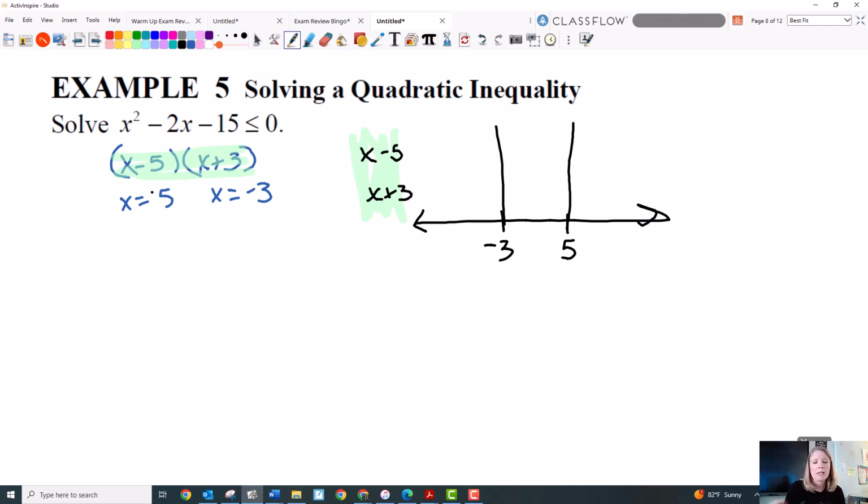And then they say you can test a point. I'll test a point on this one, and then the next one I'm going to show you a trick. Actually, I'm going to test a point on the x minus 5. So pick a number on this number line to the left of negative 3. How about negative 5? And then a number between negative 3 and 5, maybe 0. And then a number bigger than 5, maybe 6.